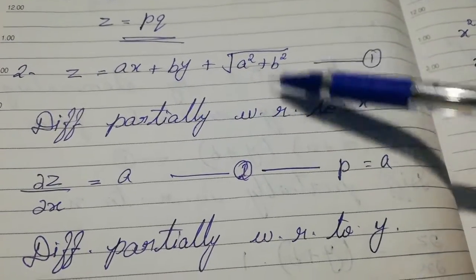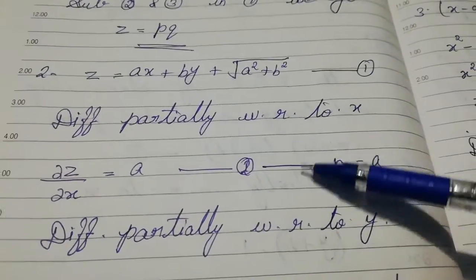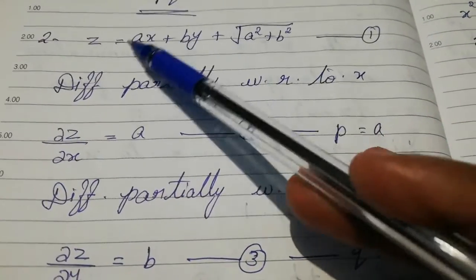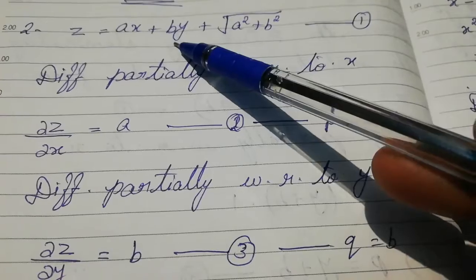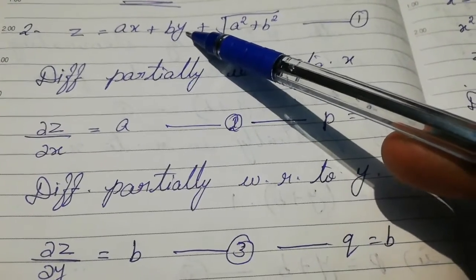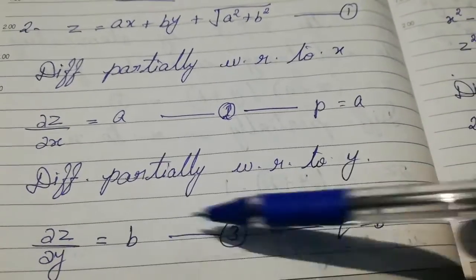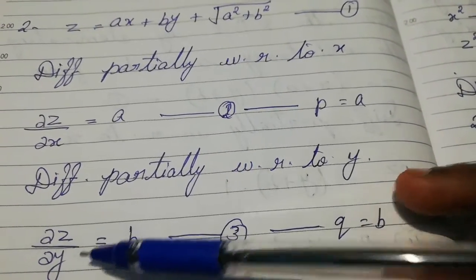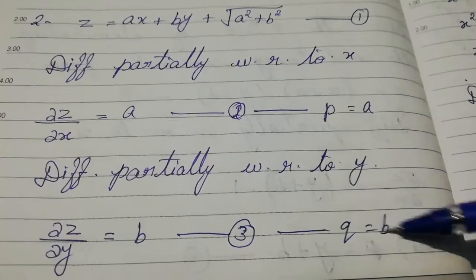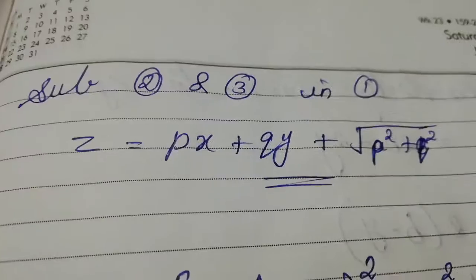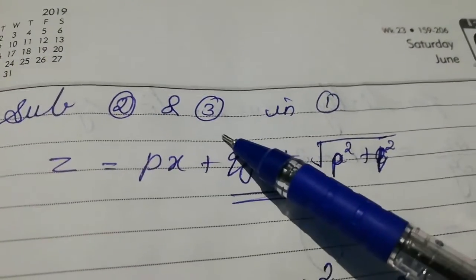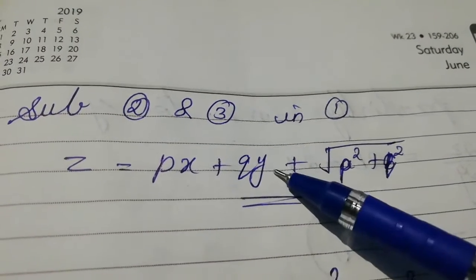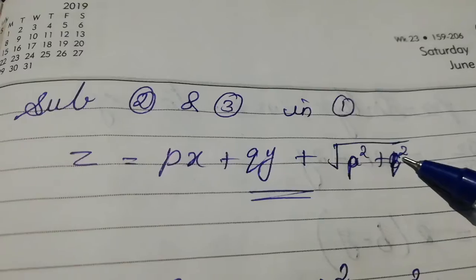Then again differentiate the first equation partially with respect to y. Dou z by dou y is equal to: the differentiation of ax is 0, and the last term also 0. So b into the differentiation of y with respect to y, that is 1. So dou z by dou y is equal to b. Dou z by dou y is q, so q is equal to b. This is equation 3. So substitute equations 2 and 3 in the first equation. We get z is equal to px plus qy plus square root of p square plus q square.